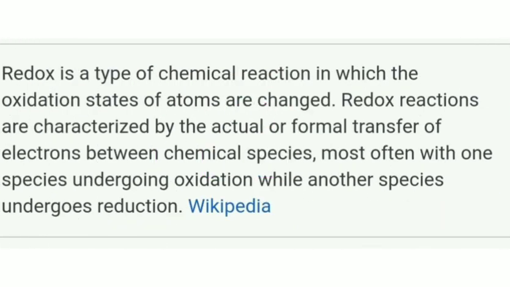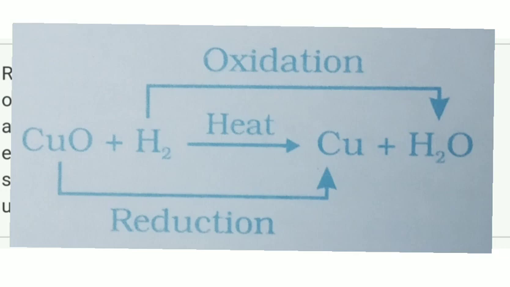Now we are going to discuss the redox reaction. It is also known as oxidation and reduction. It is a type of chemical reaction in which the oxidation states of atoms are changed. Redox reactions are characterized by the actual or formal transfer of electrons between chemical species, most often with one species undergoing oxidation while another species undergoes reduction. This is an example.